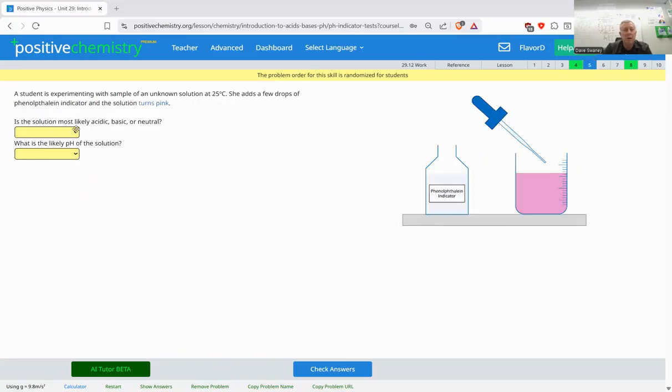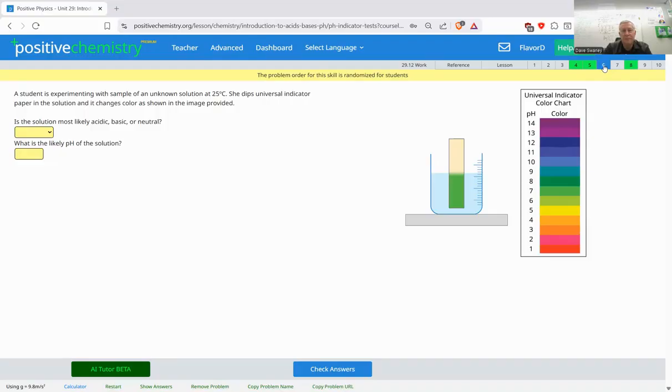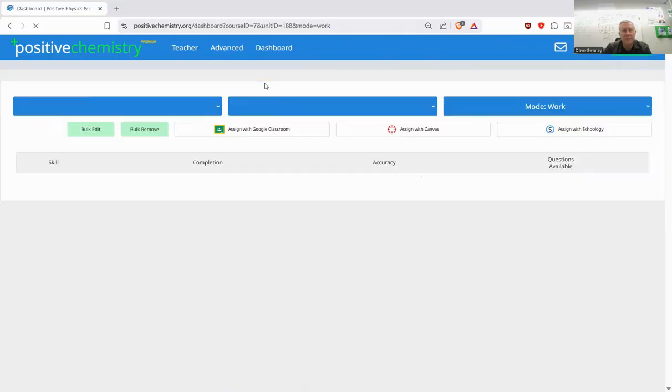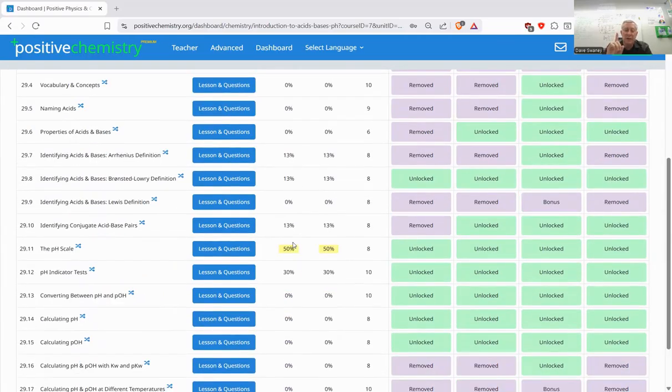Here we go. Phenolphthalein turns pink in a basic solution, which would be greater than 7. I think it's around pH 8 or something that pink starts showing up. Anyway, it's greater than 7 if we're in a basic solution. That seems to be about it for that one. Also, litmus in acid goes red. In base, it goes blue.